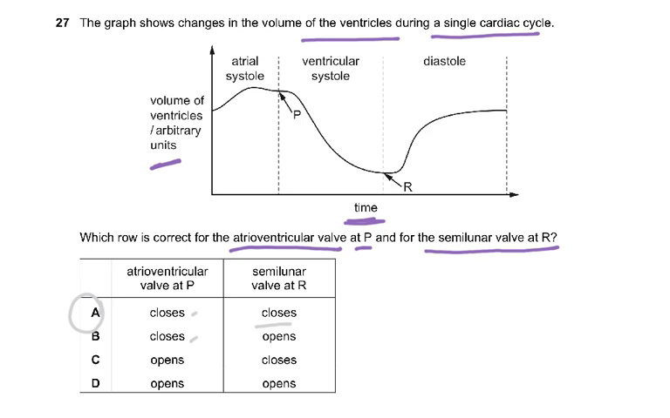You have to look at the volume of the ventricles. This is atrial systole, then this is ventricular systole, and this is diastole. Diastole means relaxation, systole means contraction. So, note when the ventricles are contracting, when the ventricles are relaxing, or when the atria are contracting.